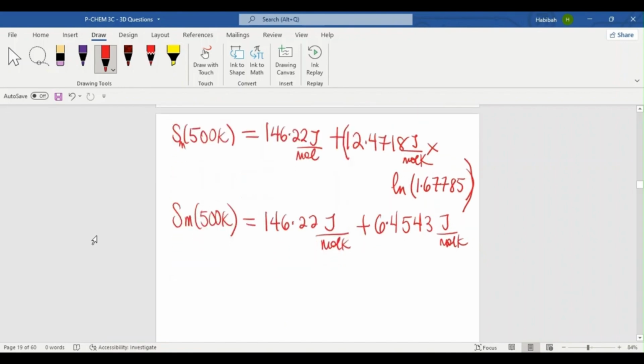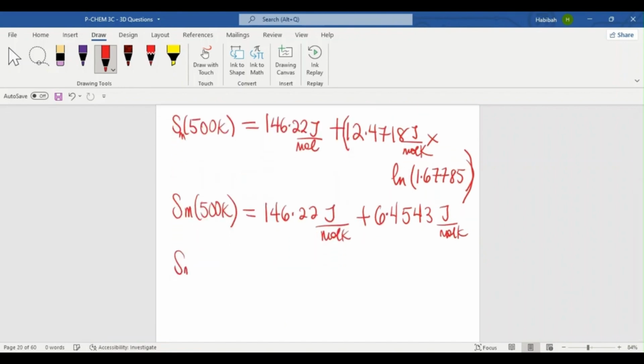So when you add them up, the molar entropy at 500 Kelvin, you get 146.22 plus 6.4543. When you add them up, you end up with 152.6743 joule per mole Kelvin.